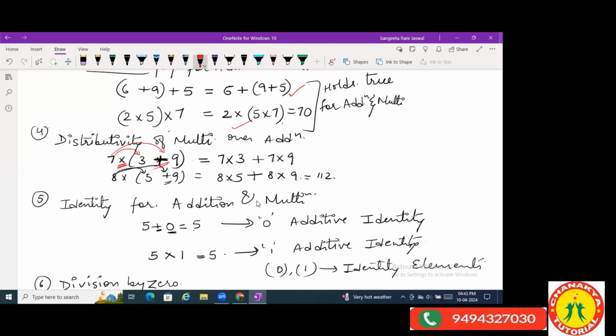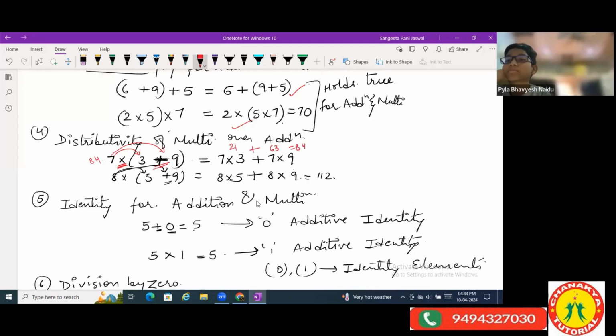Suppose if you do 9 plus 3, 9 plus 3 is what? 12. 12 into 7 is how much? 84. Okay. Now, if you try this one, 7 3s is 21, and here you have 63. Okay, and when you add them, what do you get? 3 plus 1 is 4, and you get 84. So you get your answer equal. Yes, ma'am. Are you understanding?